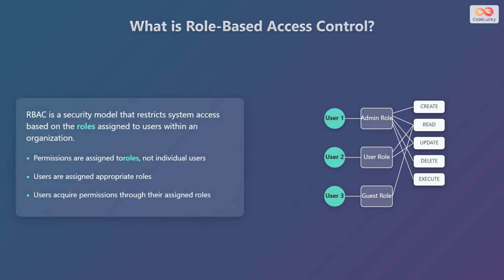Role-based access control, or RBAC, is a security model. It restricts system access based on the roles assigned to users within an organization. Consider these key points. Permissions are assigned to roles, not to individual users. Users are then assigned to appropriate roles. This means that users acquire permissions through their assigned roles. It's a simplified way to manage access rights, ensuring that each person has the permissions they need based on their job.